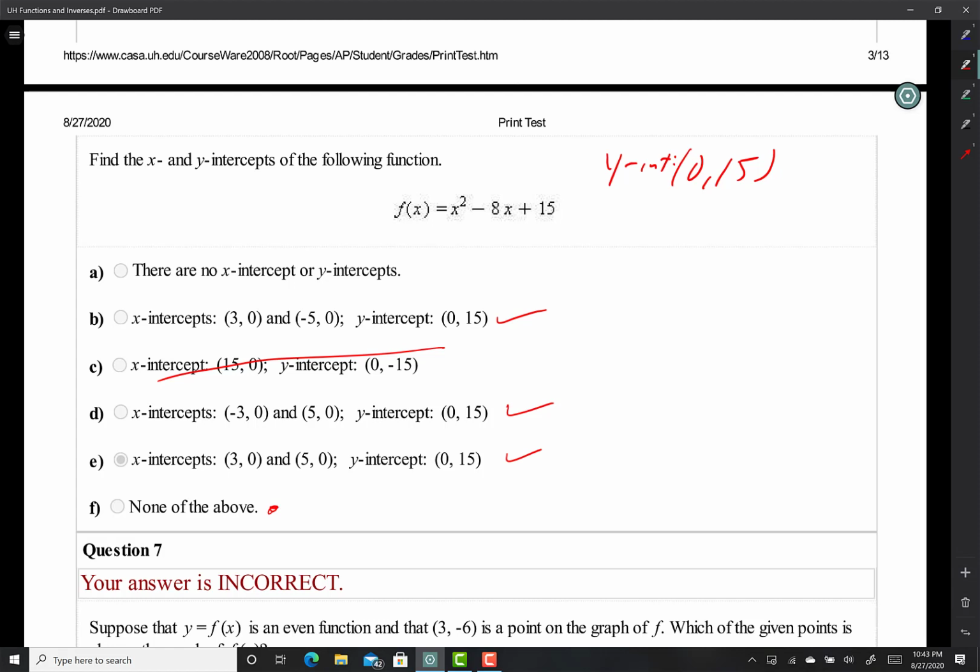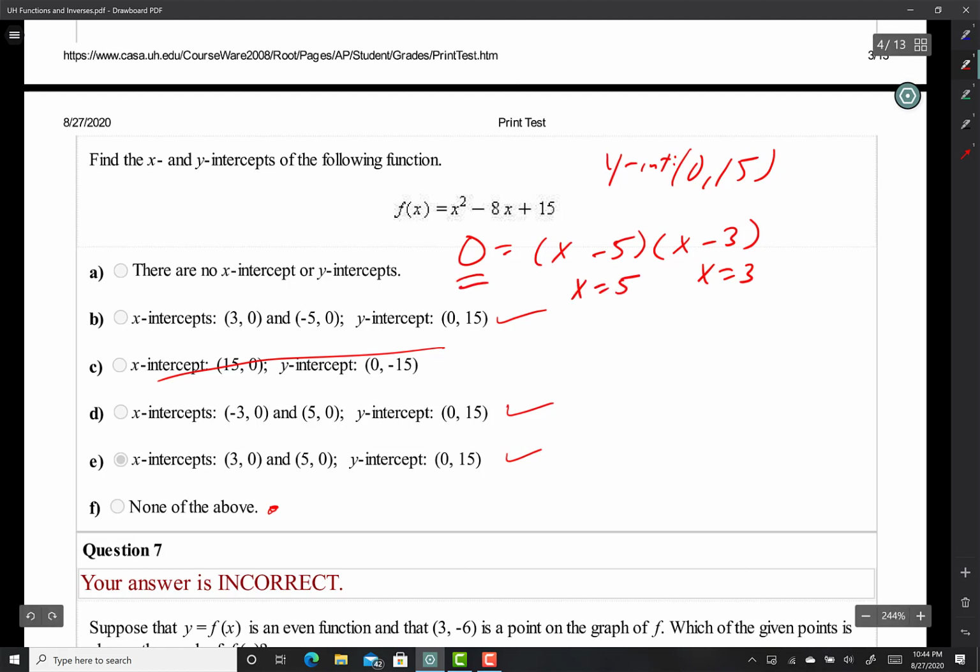Now I want to look for the x-intercepts, so I'm going to factor this. Let's see, two numbers that give you a positive 15 that add up to a negative 8. That's x minus 5, x minus 3. Now, for what values will this give you a y value of 0? Well, if x is 3, 3 minus 3 is 0, and 0 times anything is 0. And if x is 5.